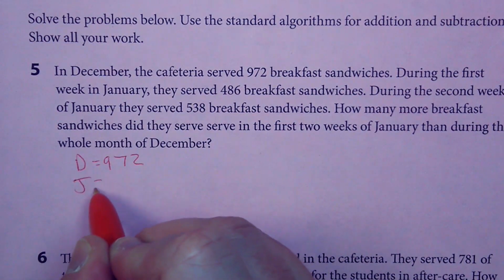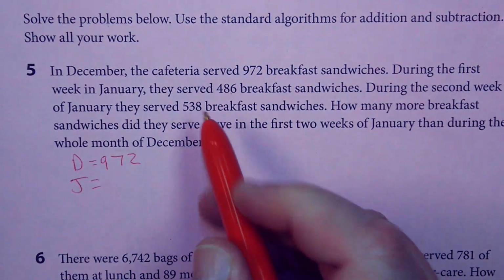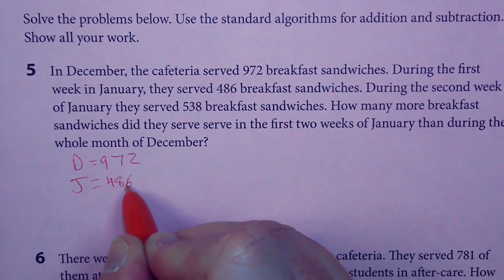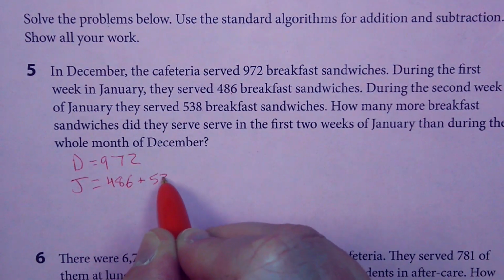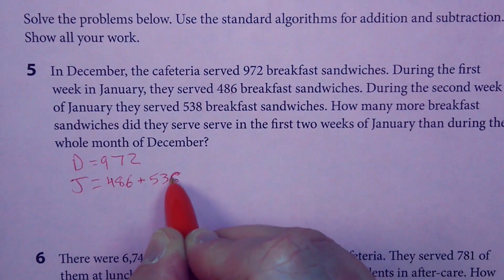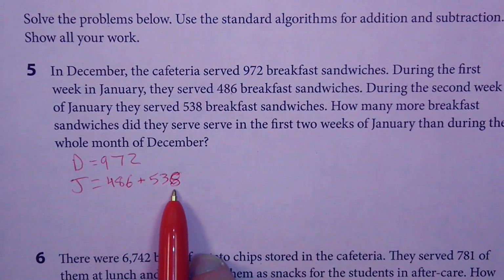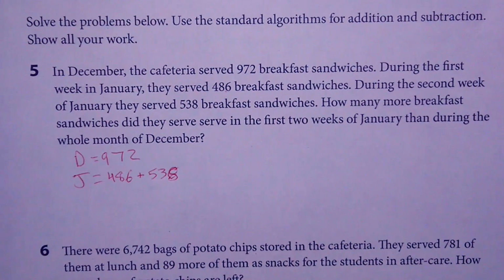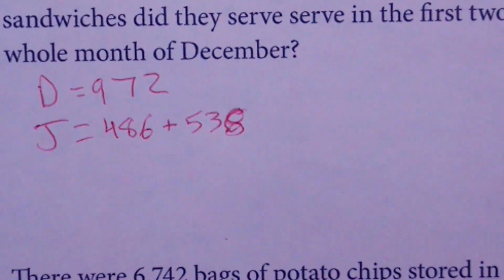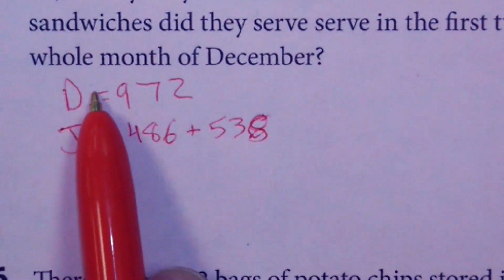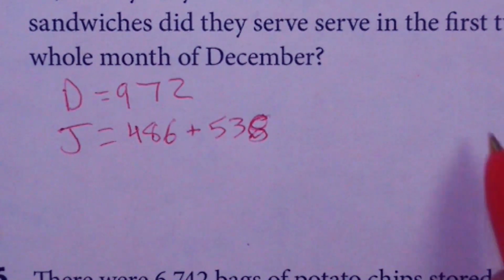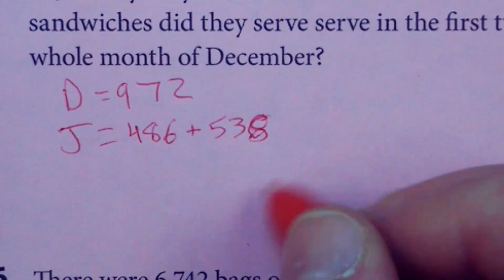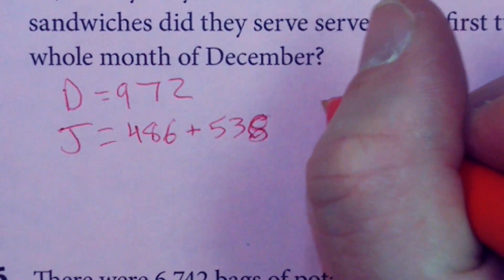In January, they had 486 and 538. Oops, wow. Sorry, that 8 didn't turn out very well. So they want to know how many more did they sell in January than they did in December. Well, first we have to combine these two numbers. And you could do it a couple ways, but I'm going to stack and add. Standard algorithm is what it says to do.